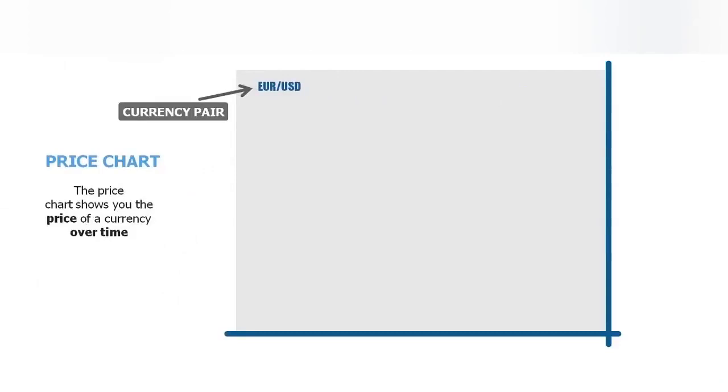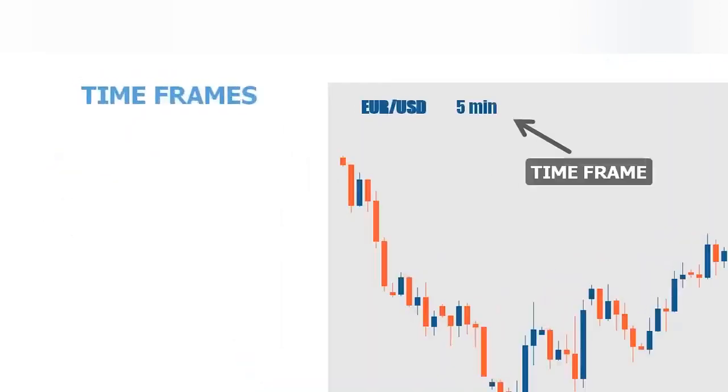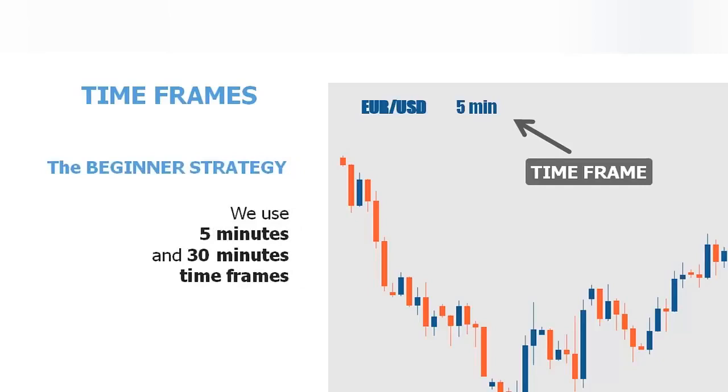If you look at the chart on the right, you can see that the exchange rate is displayed on the right-hand side, and the time is displayed on the bottom. The chart type we use is called a Japanese candlestick chart. It is made up of shapes that look like candlesticks. Each candlestick shows the price developed over a period of time. We refer to this as a time frame. A 5-minute time frame therefore means that each candlestick shows the price development over 5 minutes. In the beginner strategy, we use the 5-minute and 30-minute time frames.